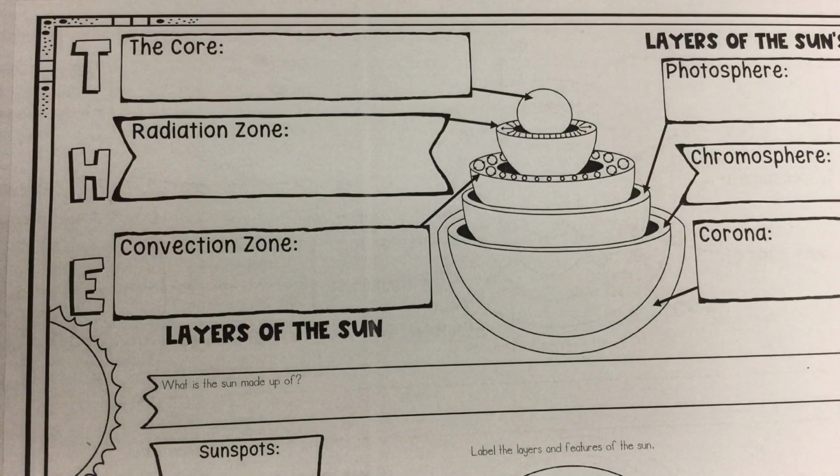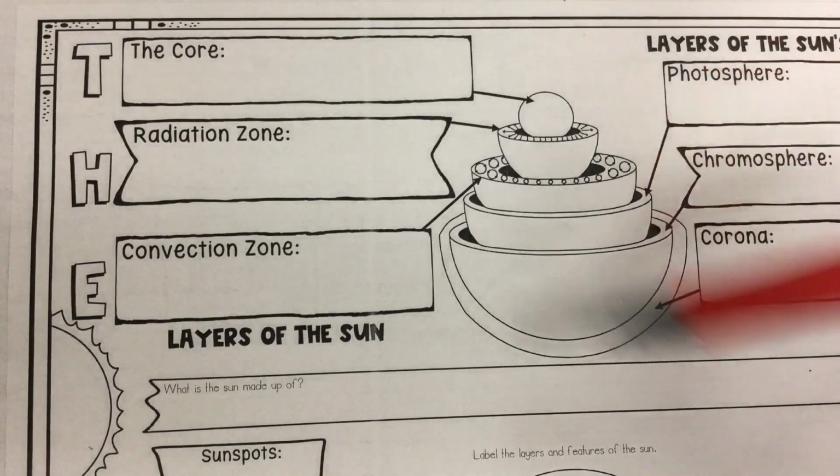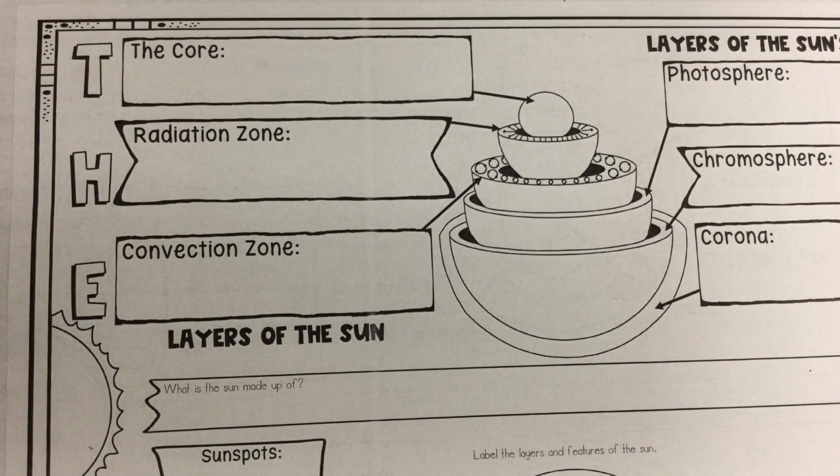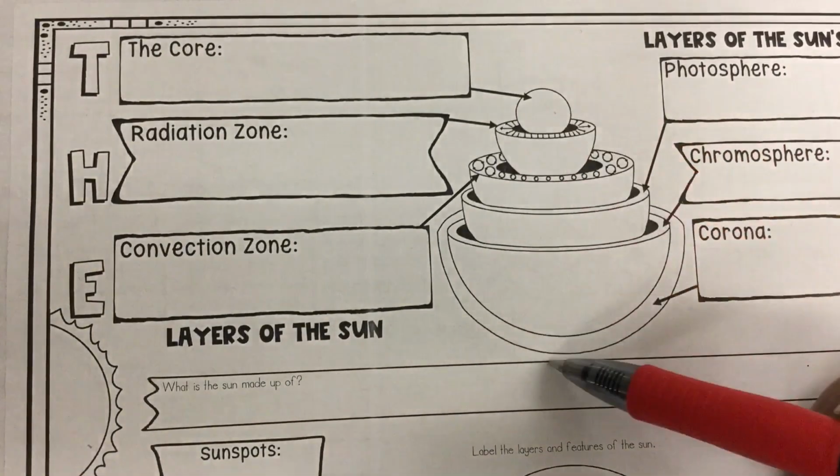These are going to be notes about the sun. Make sure that you are following along and writing everything down. Just like the Earth, the sun has layers. We're going to start with the inner layer and go out.